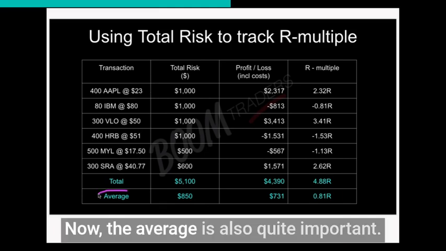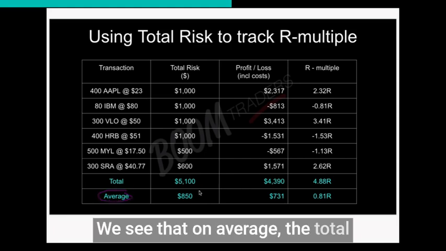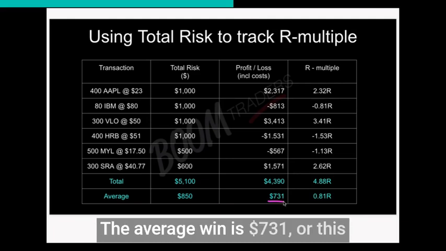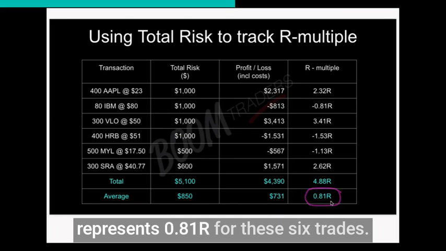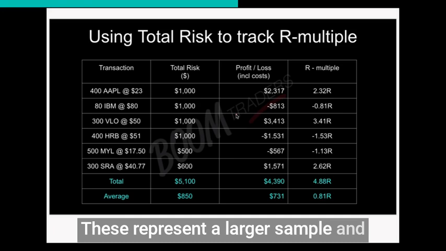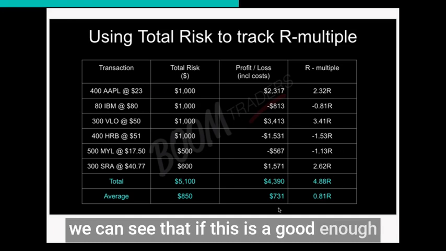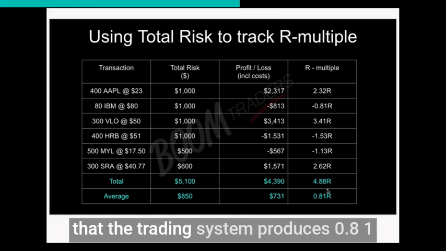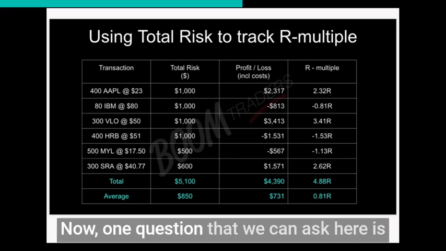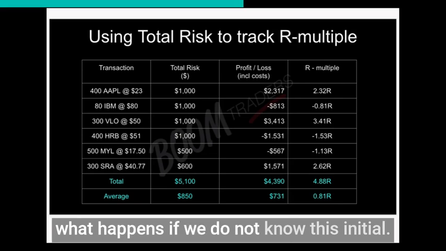Now, the average is also quite important. We see that on average, the total risk that we have per trade is $850. The average win is $731, which represents 0.81 R for these 6 trades. So we can imagine that these represent a larger sample, and if this is a good enough sample for a trading system, we can say that the trading system produces 0.81 average R multiple per trade.